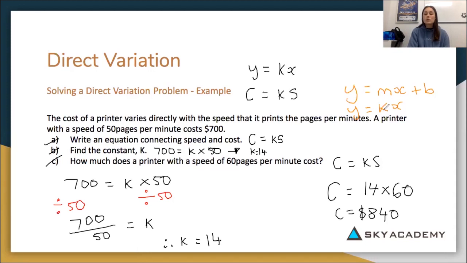So if they ever ask you to graph this direct variation problem, remember, write out your gradient intercept formula, which is y equals mx plus b. Write out your direct variation formula, which is y equals kx. Have a look at the similarities between the two. And we know that whatever is associated with the x is our gradient. So our m is our gradient and our k can be our gradient if we are asked to graph this model of direct variation.